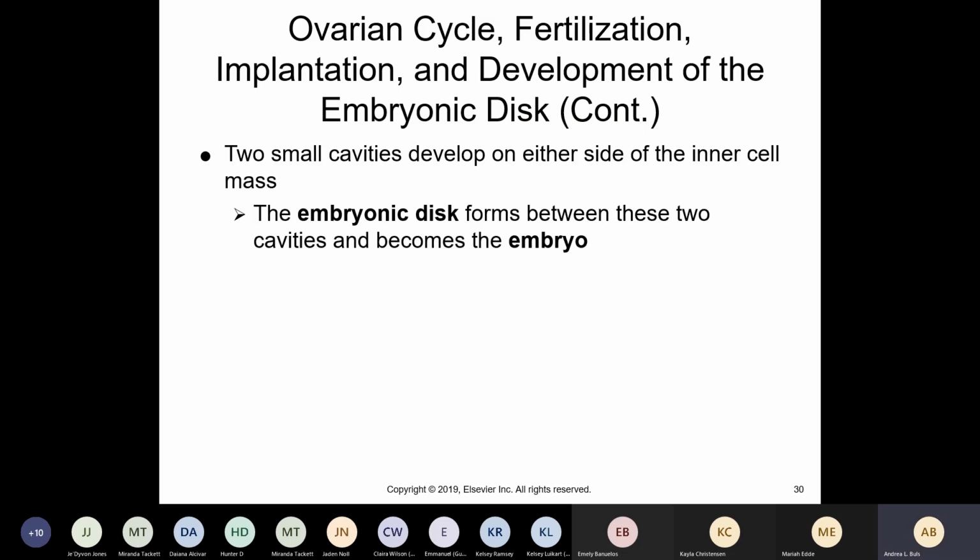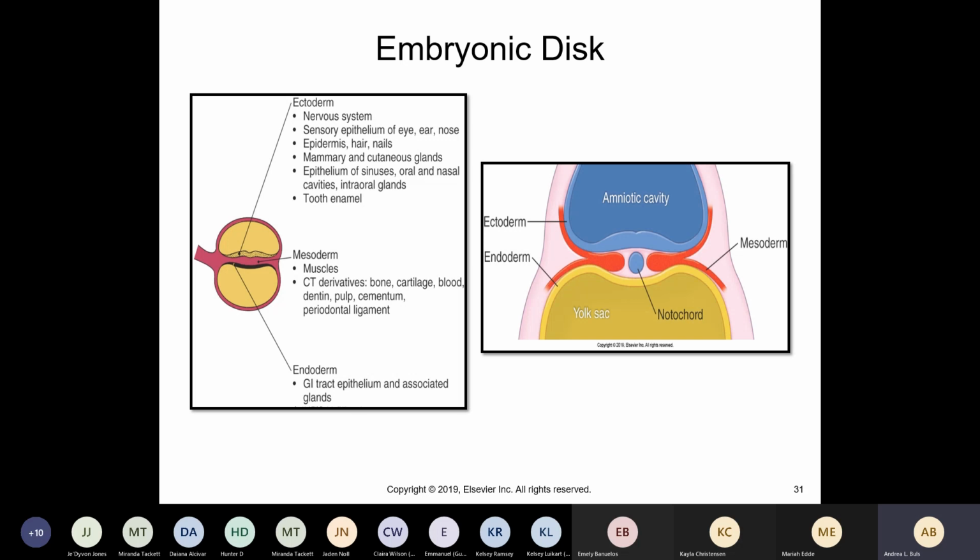Okay, so 2 small cavities will develop on either side of the inner cell mass, and this is like an embryonic disc. It'll form between these 2 cavities, and that becomes the embryo. And here's an image of that. It looks like 2 kidney beans to me. One side becomes the ectoderm. That middle section is what's known as the mesoderm, and then the endoderm.